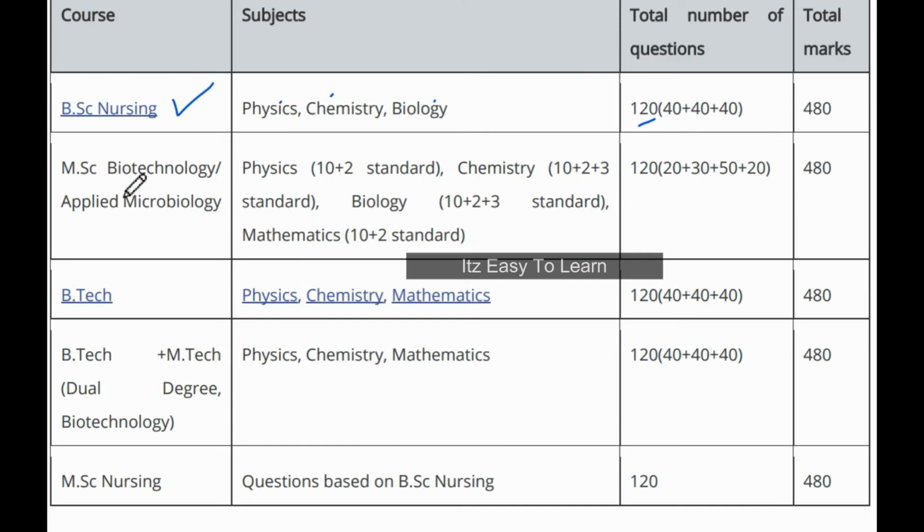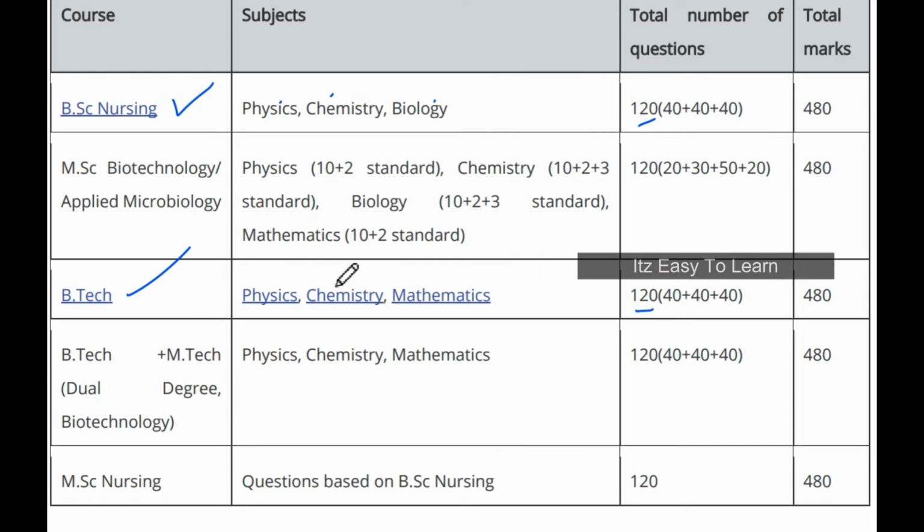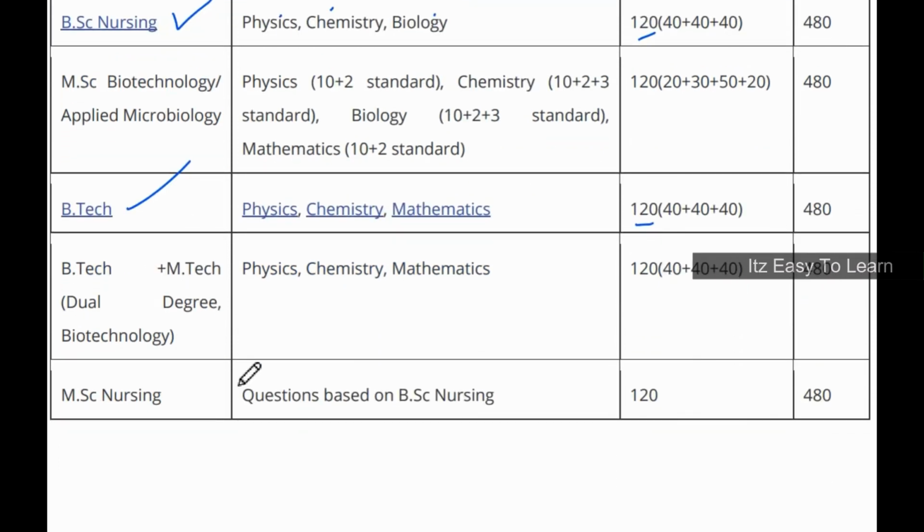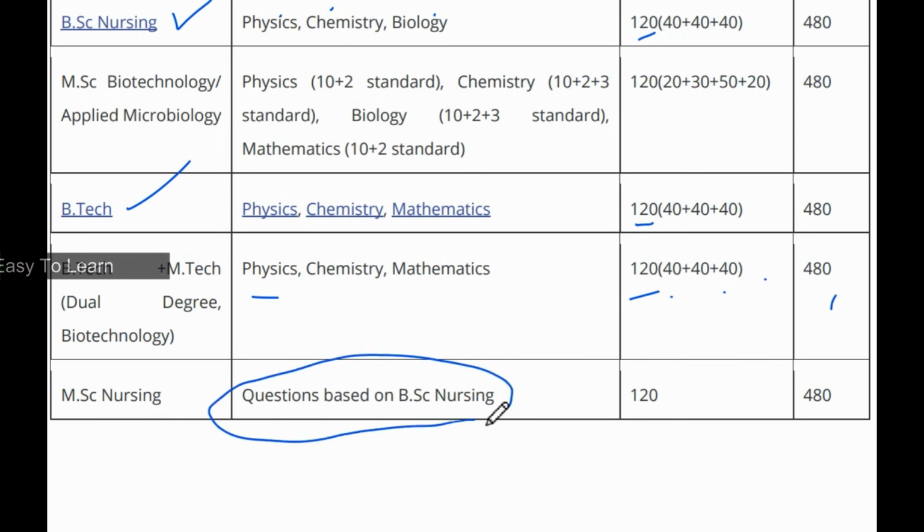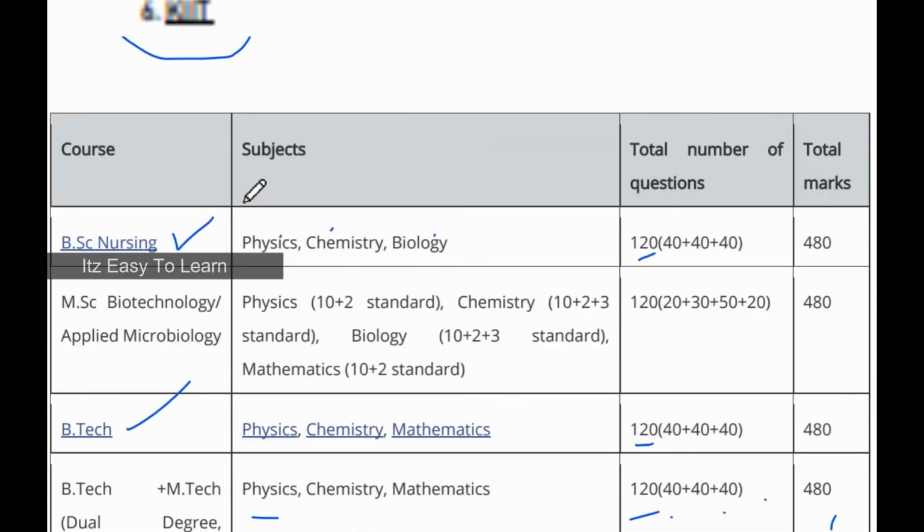So if you are doing BTech, for that the subjects will be physics, chemistry, maths. There will be a total of 120 questions, 40 for physics, 40 for chemistry and 40 for mathematics, and the total marks will be 480. If you want to do dual degree, that is BTech plus MTech, that will be a 5-year course, and for that the subjects you have to appear for in the examination are physics, chemistry, math. There will be a total of 120 questions, 40 each, and total marks is 480. And last, that is MSc nursing, questions based on BSc nursing, same as BSc nursing, and total questions will be 120 and total marks will be 480. So this is the pattern for KIIT.